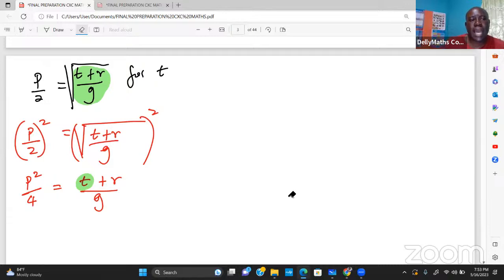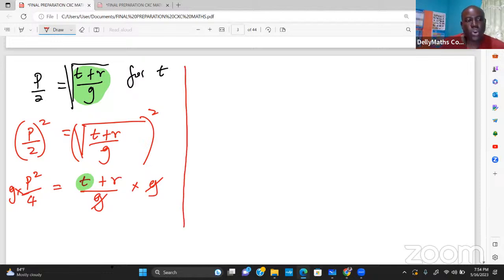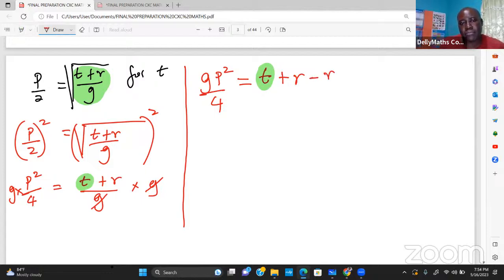So what I'm going to do with the G, I'm going to multiply both sides by G so that the G here cancels itself on the right side. I'm going to clean up what the left side looks like and put it up top here. So up top, I'm going to have G P squared over 4, which is now equal to T plus R. All right. Now, the last move I'm going to make: remember I need to leave T alone, so I'm going to subtract R from both sides.